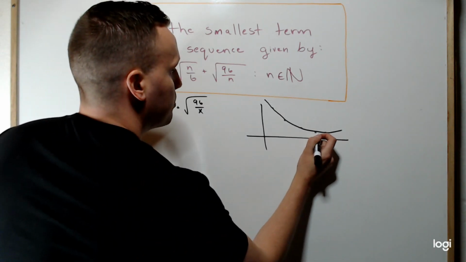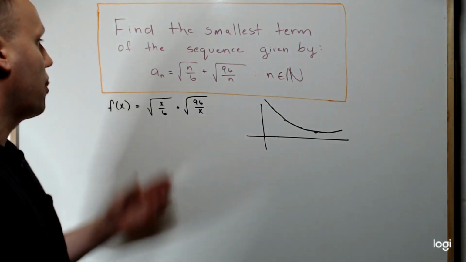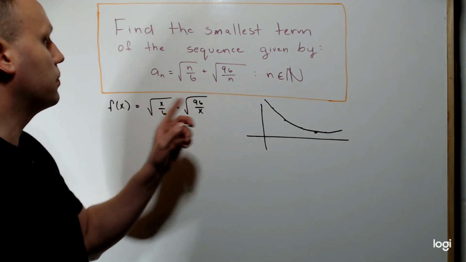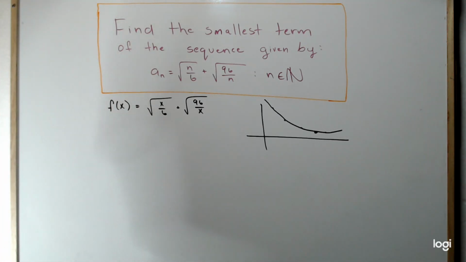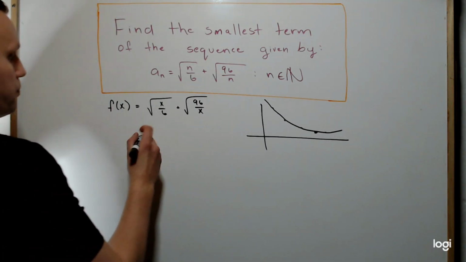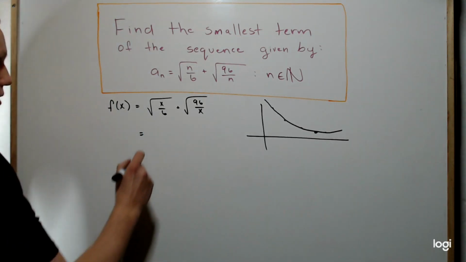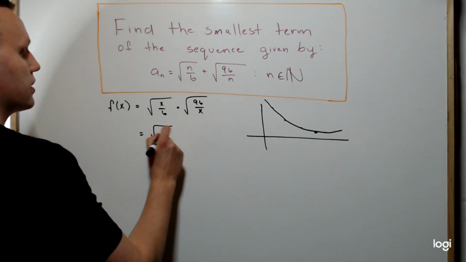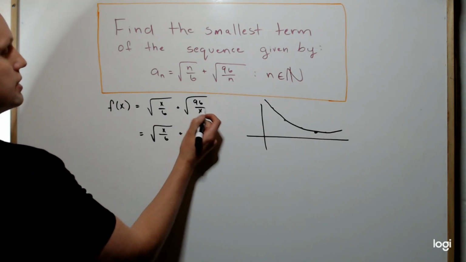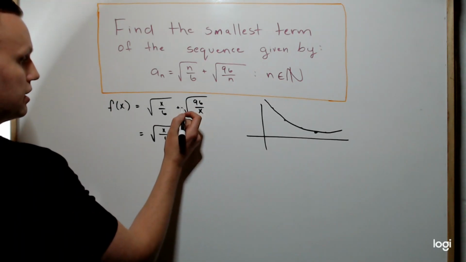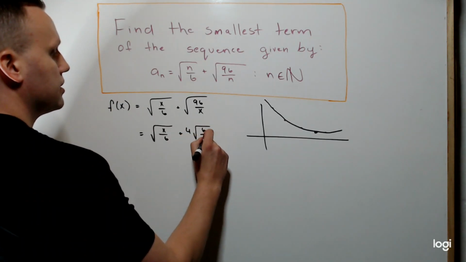And if f has a minimum, and that minimum happens to be at a positive integer, then we'll have the n that we need that we know is going to give us the smallest term of the sequence. So first here, before I take the derivative of f to get the critical value, I'd like to rewrite it a bit as the square root of x over 6 plus, 96 is 16 times 6, so the 16 can come out of the square root as a 4, leaving behind 6 over x.